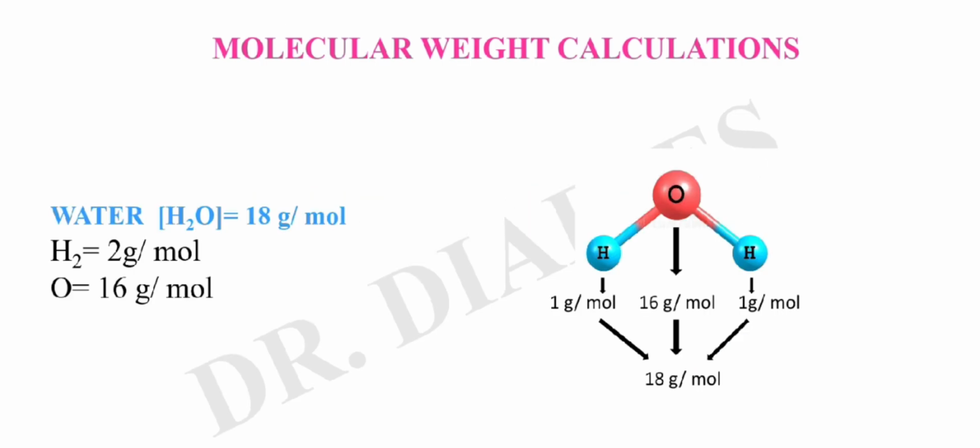The next example is water. Water is written as H2O. The molar mass of hydrogen is 1 gram, and of oxygen it is 16 grams. So together the molecular weight of water is 18 grams per mole.